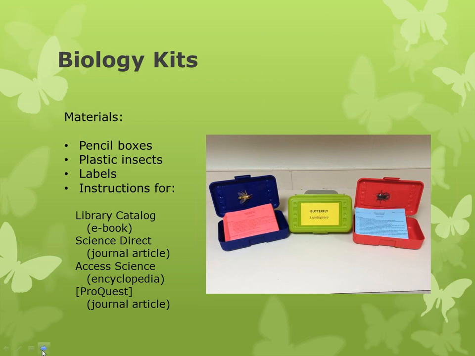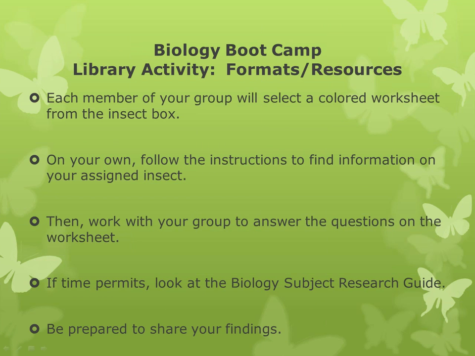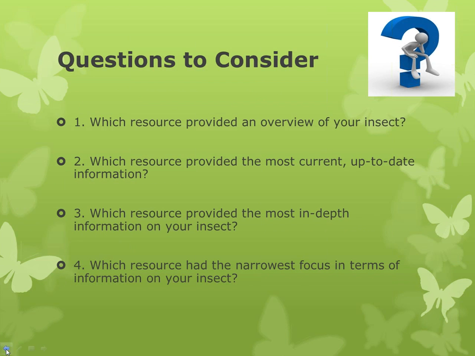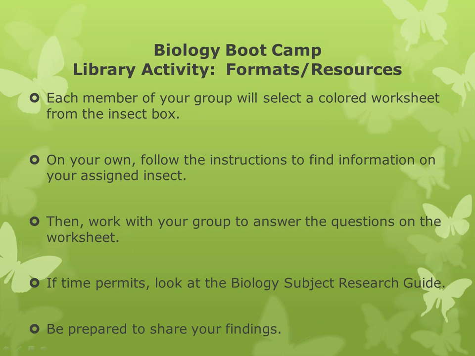So this is basically what they got in their worksheet. Each member selected a colored worksheet. They followed the instructions to find information on their assigned insects, and then they talked about what they found to figure out which one gave different kinds of information. If there was time left over, we asked them to take a look at our biology subject research guide and then to be prepared to share their findings with the group.